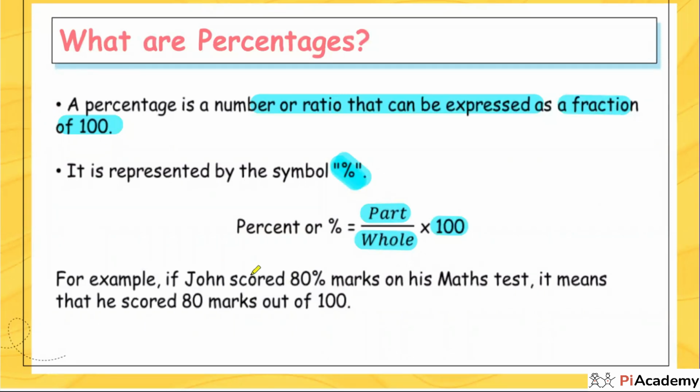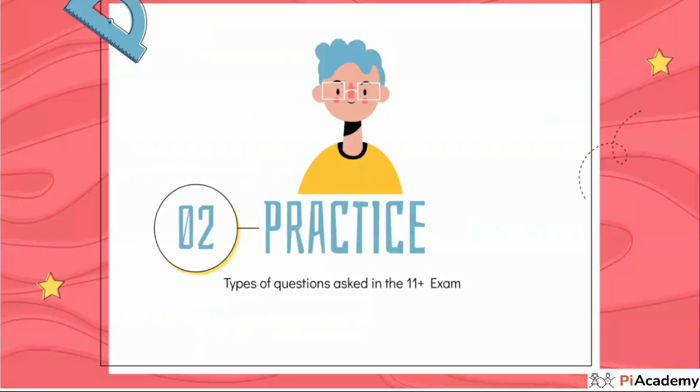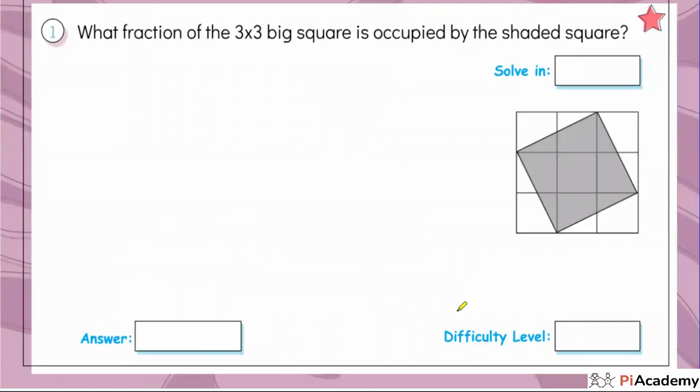For example, if John scores 80% marks on his math test, it means 80 marks out of 100. So I think we are clear about the definitions. These definitions are very easy, and you all know about percentages, decimals, and fractions, right? So it's the right time to move on to practicing some questions. In these questions, you will get the type of questions which are asked in the 11+ exam. Let's begin with the first question.